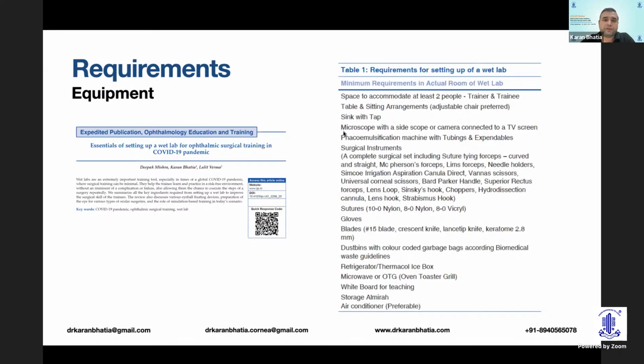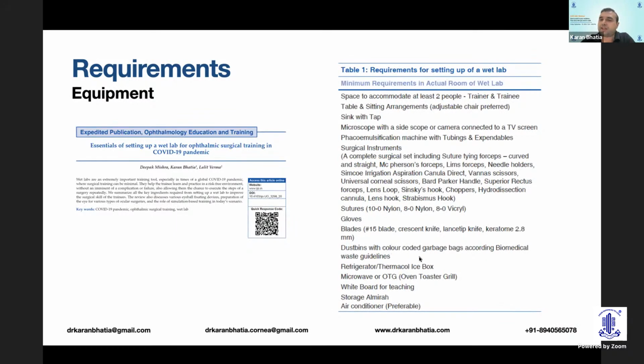So for the equipment, this is an article that we had published. After the stuff that we have mentioned, you need the surgical instruments for the surgery you want to practice. For example, if you want to practice a squint surgery, you need its instruments. You want to practice the cataract surgery, you need its instruments accordingly, etc.